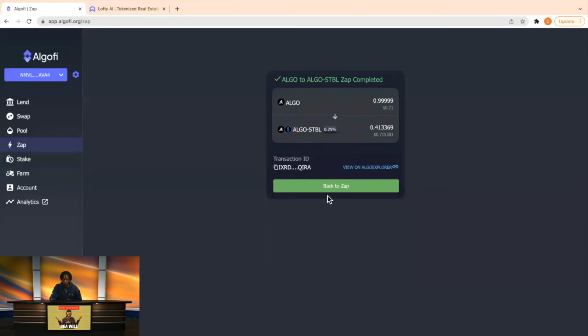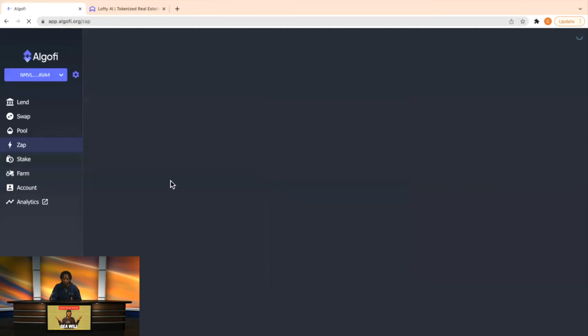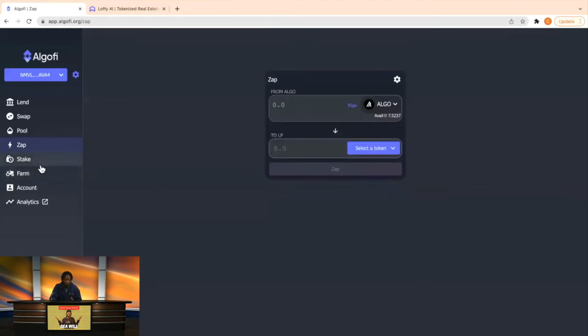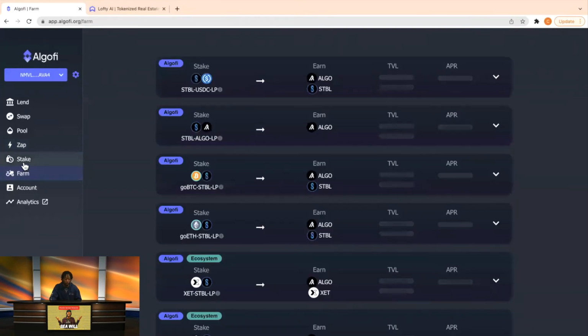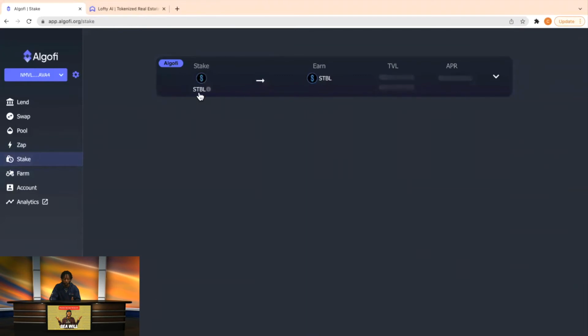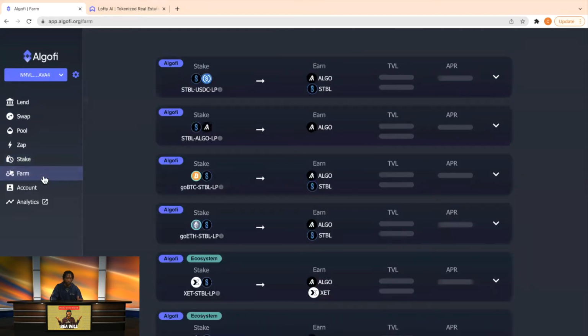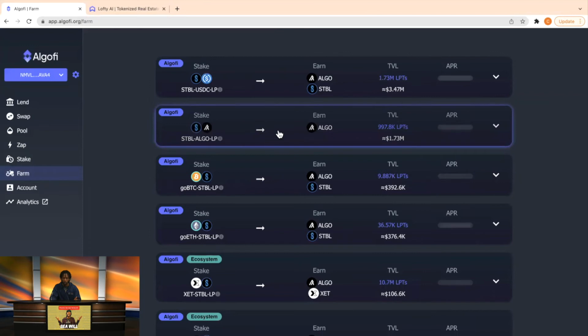All right, so we've been zapped, okay? So then you go back, you see we've been zapped. What do you do with the LP tokens? Well, you stake them, as we said, or you farm. This is the staking, right? Stable for stable, you earn an APR of about 7%. But we did zap to LP, so here we are at the stable algo LP.